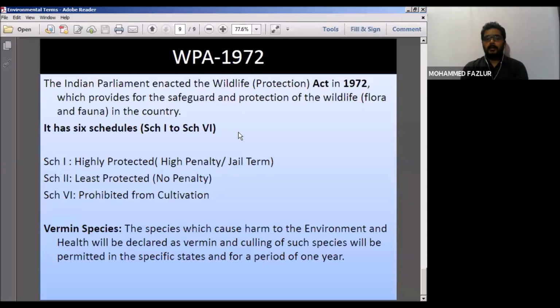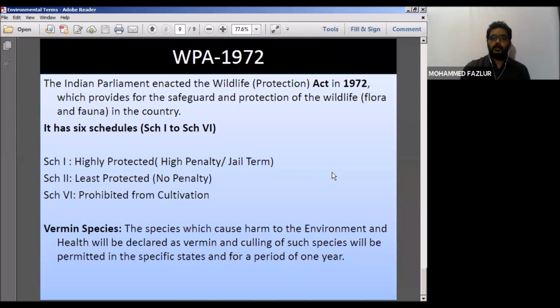Now, in the Wildlife Protection Act, basically we have 6 schedules. So what are these 6 schedules? They start from Schedule 1 to Schedule 6. Schedule 1 to Schedule 5 are specifically related to animal species. I repeat, in the Wildlife Protection Act 1972, we have around 6 schedules.